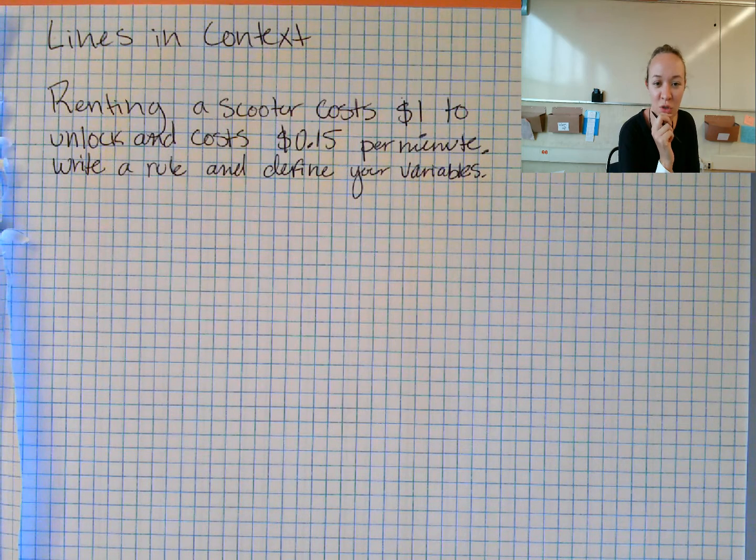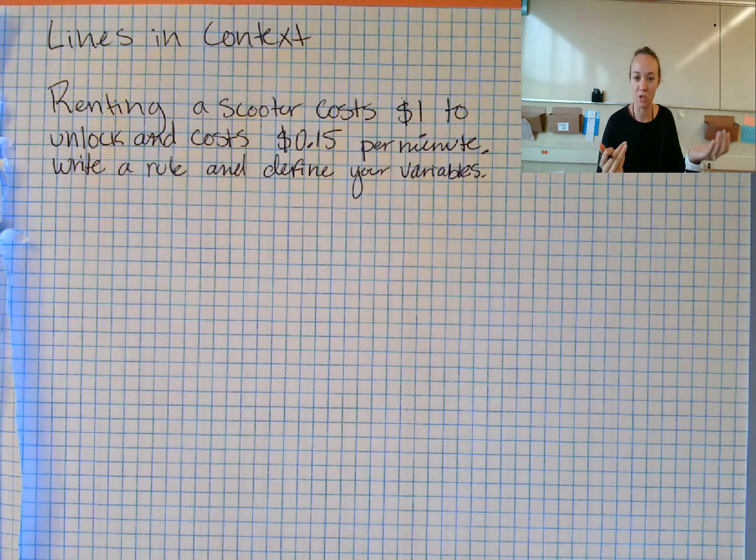Renting a scooter costs $1 to unlock, and then 15 cents per minute after that. You might be asked to write a rule and define your variables. So what's your independent variable, what's your dependent variable, what's your input, what's your output, and where do those numbers play in? Take a moment, see if you can take a wild guess, and then we'll talk about it.